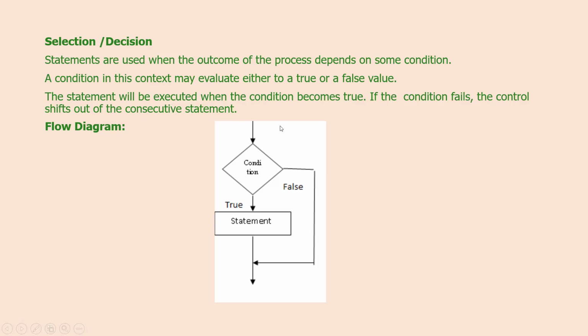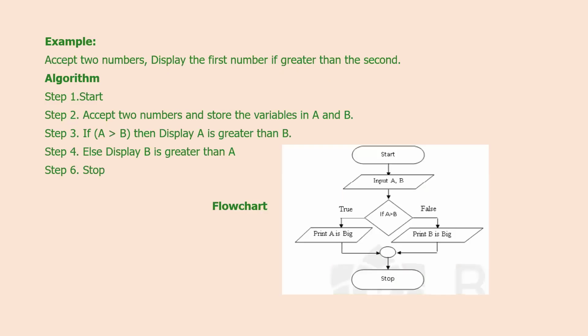Sometimes if the condition is true, we will execute a set of statements, or if the condition is false, we will execute another set of statements. That is also possible in the selection block. The flow diagram is given here. The condition is checked. If it is true, the statement will execute. If it is false, control will move out of the if block, the selection block.